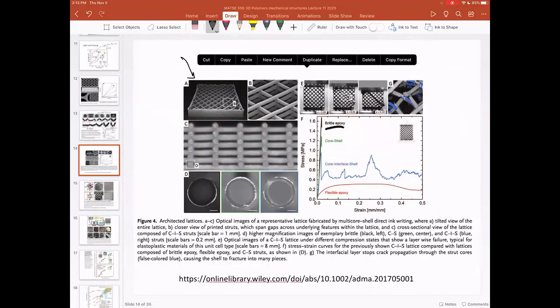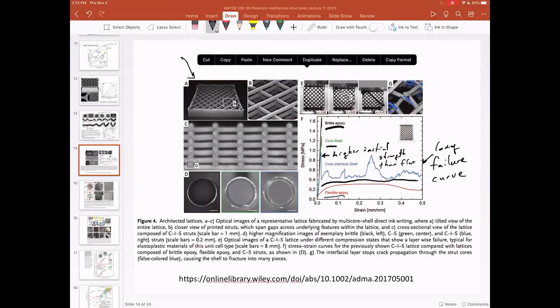with brittle epoxy versus core shell filaments versus having a nice interfacial material, you can see this long failure curve that looks flexible, but if you look right here, this is higher initial strength than flex. And in fact, it has a higher strength overall than if you just use flexible.